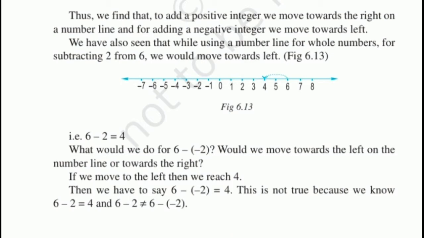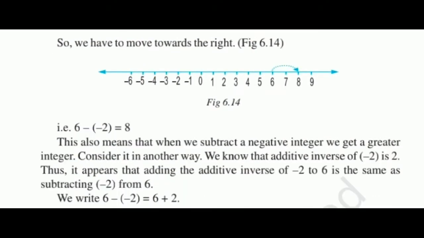This is not true because we know 6 minus 2 is 4, and 6 minus 2 is not equal to 6 minus bracket minus 2. So we have to move towards the right. So 6 minus minus 2 is 8. This also means that when we subtract a negative integer, we get a greater integer.